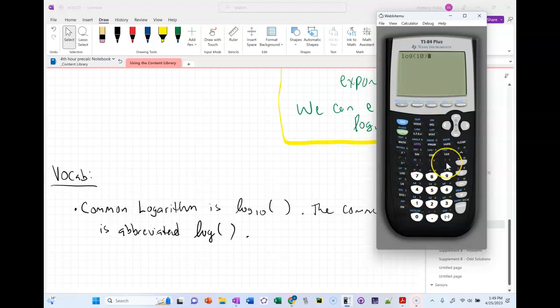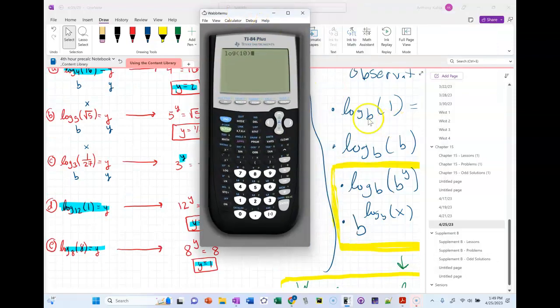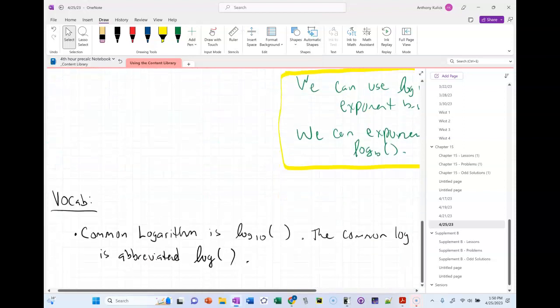So if I did log base 10 of 10, what would I expect to get? One, right? That was observation 2 from over here. And that is indeed what I get. Everybody's okay?